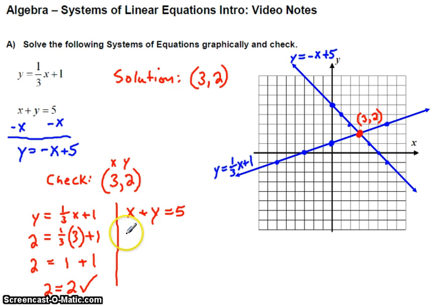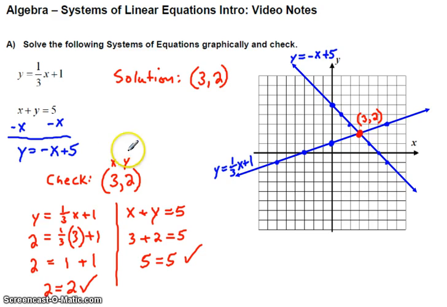Now I've got to do this one. My x plus y equals 5. This one's going to be easy. 3 plus 2 is equal to 5. And 3 plus 2 is, of course, 5. So you've got to check them with both. Now, if it checked with one equation but didn't check with another, then you've got the wrong solution. You must have made a mistake graphing. So it's got to check with both. All right, so that's a system of linear equations, two lines intersecting.